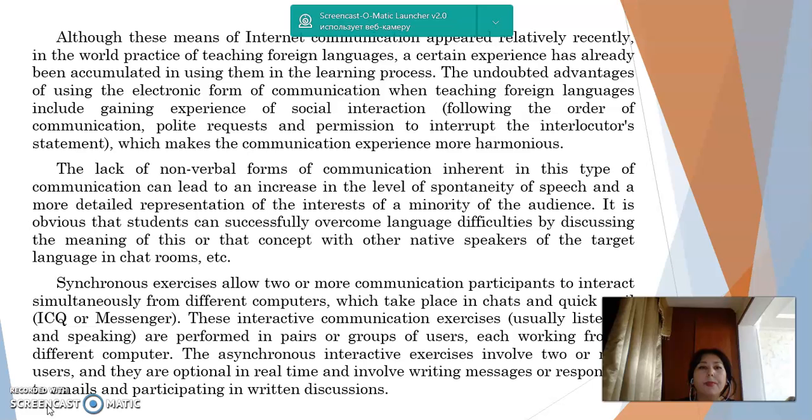Synchronous exercises allow two or more communication participants to interact simultaneously from different computers, which take place in chats and quick mail, ICQs, or Messenger. These interactive communication exercises, usually listening and speaking, are performed in pairs or groups of users, each working from a different computer. The asynchronous interactive exercises involve two or more users, and they are optional in real time and involve writing messages or responding to email and participating in written discussions.